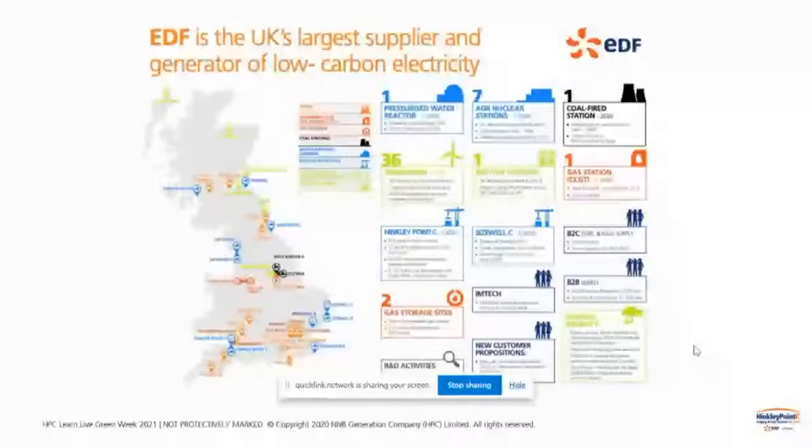EDF Energy is the UK's largest supplier and generator of low carbon electricity in the UK. And you can see here from this map that we have assets all across the UK, inclusive of 8 nuclear power stations, and also assets in renewable energy. So we have onshore and offshore wind farms. We also have a gas power station. We also have a battery storage facility. But today I'm going to talk about Hinkley Point C.